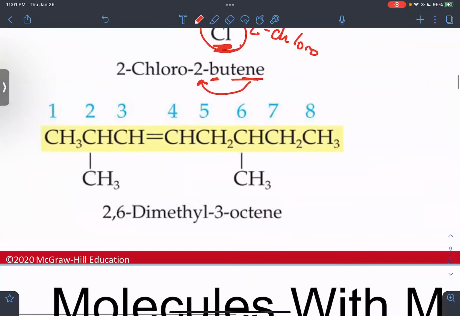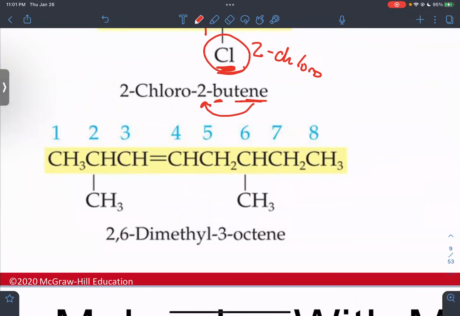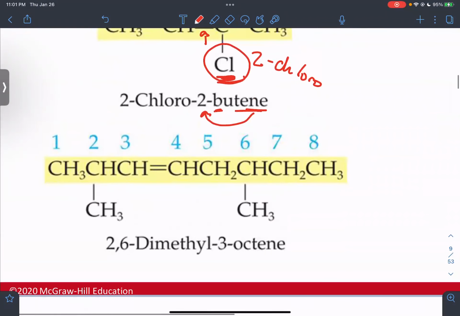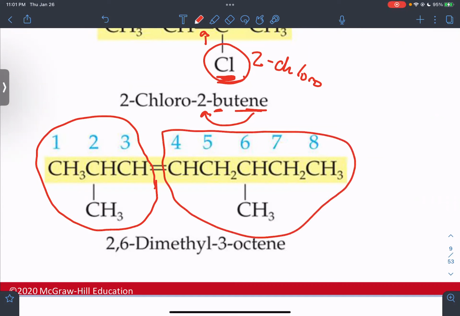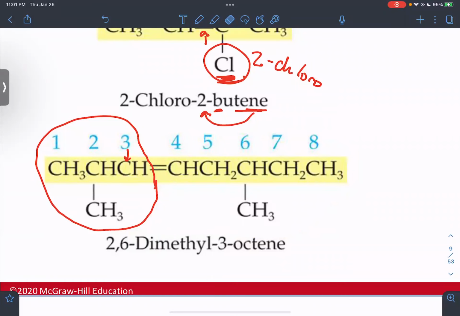Do as many of these as you can. Here, this one's pretty easy to know which direction to go. If you look, here's the double bond, and look how much stuff's on this side, and look how much stuff is on this side. You're always going to start with the side that has less, right? Because it'll give that first carbon that participates in the carbon-carbon double bond the lowest number. So that one's kind of an easy one.